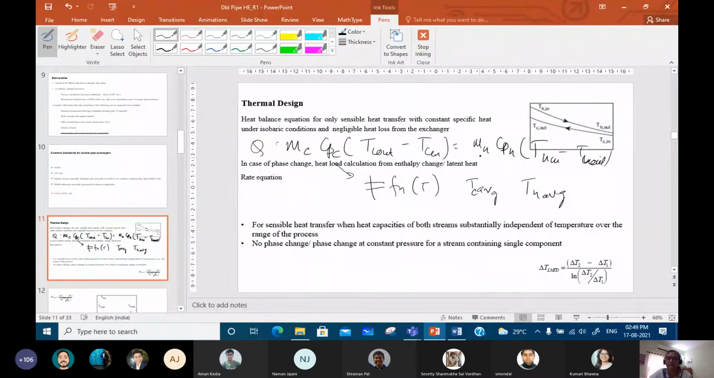Now, the only problem is that suppose the fluid is such that the CP changes drastically with temperature, and so your TH out and TH in are very different, or TC out and TC in are very different. Then in that case, there is another way which I'll not be telling you now, but I would like to hear from you what we do under those conditions.